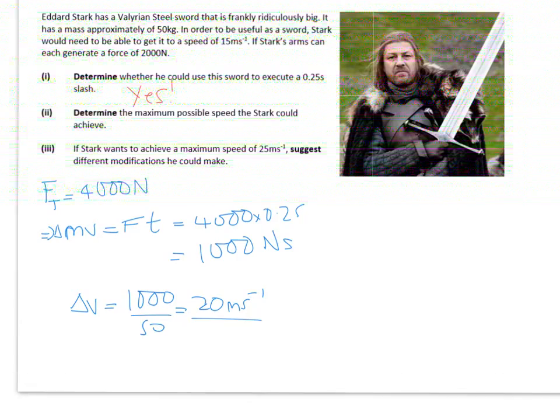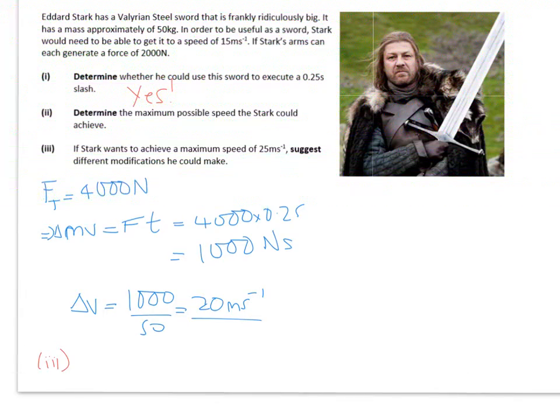And then to part 3, so this is essentially part 1 and 2. If Stark wants to achieve a maximum speed of 25 meters per second, suggest some modifications he would make. Okay, so if he's going to need to reach a higher speed, he's going to need to achieve a higher momentum. And the way to do that is you're going to need to increase the impulse that's acting on the sword. So we've got 2 options here.